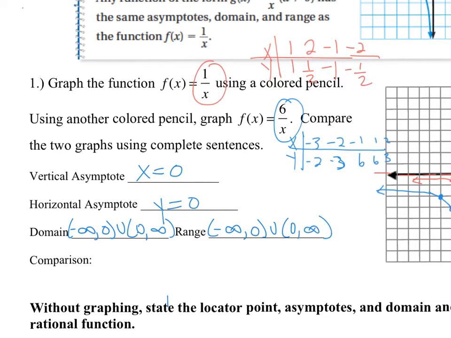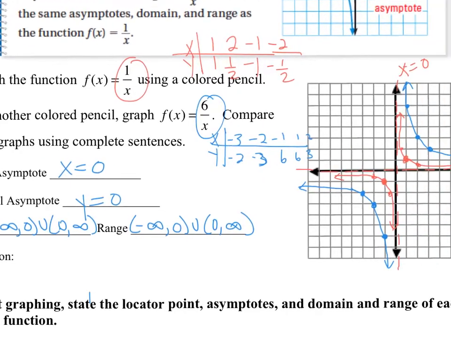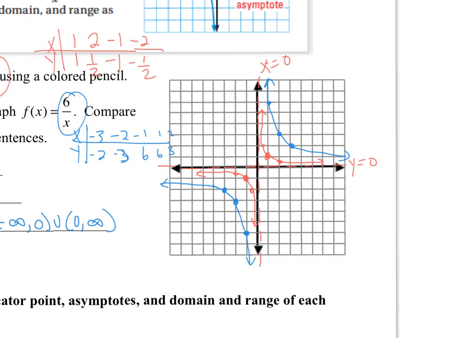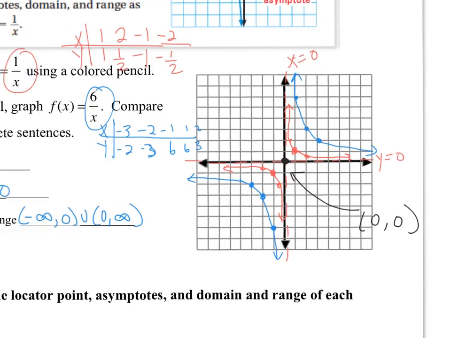And then when we take a look at the comparison, some things that you can note about the comparison, they have the same asymptotes, they have the same locator point. Just to give you a heads up, we talked about locator points before. The locator point for a hyperbola is the intersection of the asymptotes. So the locator point for this one would be 0, 0. If you had a different locator point, you would plot your locator point first, and then you can go ahead and draw those asymptotes. It gives you a little bit better definition of where they go.